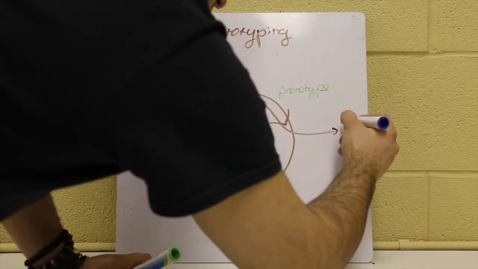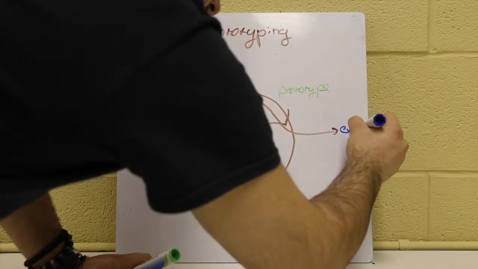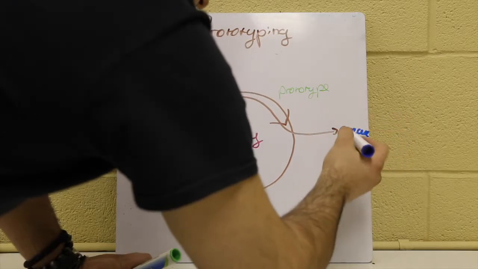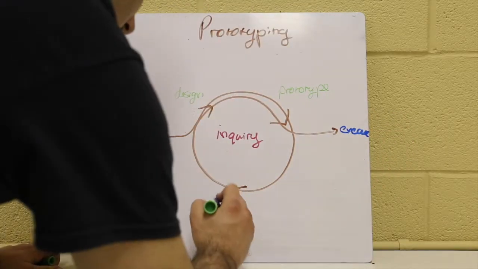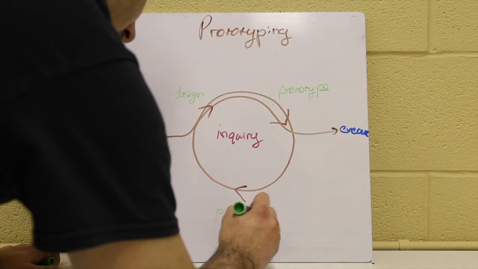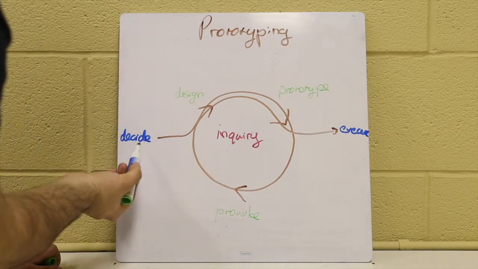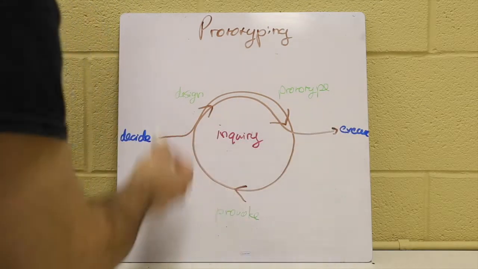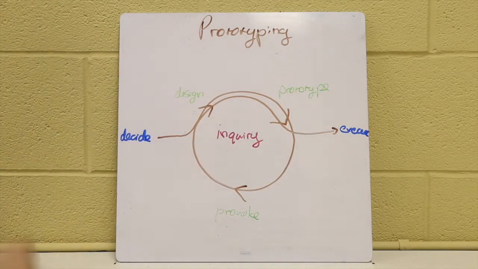However, if the prototype isn't deemed successful or does not yield the results that you were expecting, you simply return to the first initial stage of deciding on an idea, designing it, prototyping it, and then executing. The process is repeated until you can move on to the execution stage.